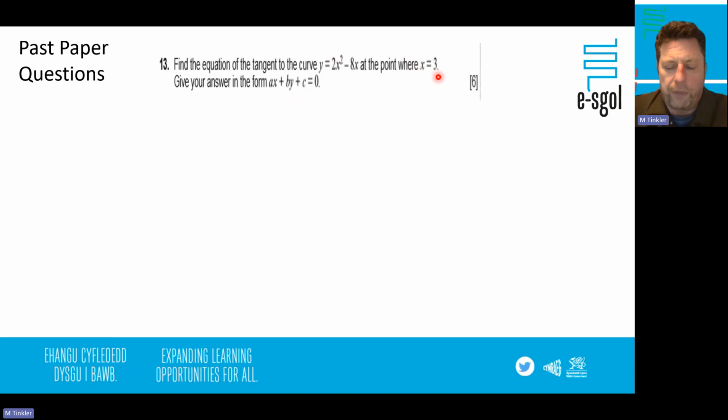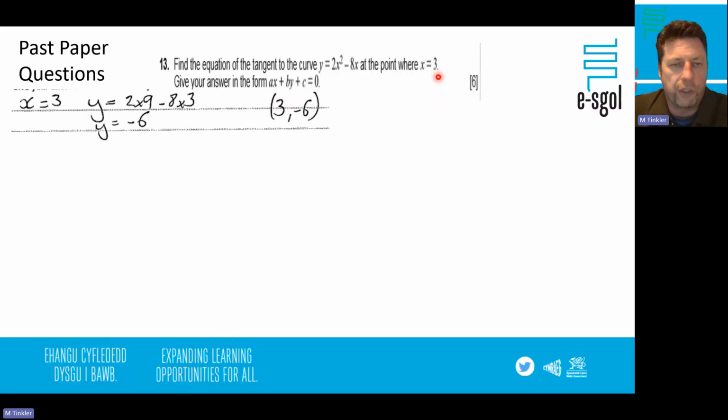Now, I can't remember what I've done next. Some years I will find out what y is straight away, and some years I'll do differentiation. On this one, I decided to find out the y value straight away. As I say, it's a very cheap mark. 3 squared is 9, 2 9s are 18, minus 24. It's minus 6. That's a very cheap mark for what's considered higher, further maths for year 11s.